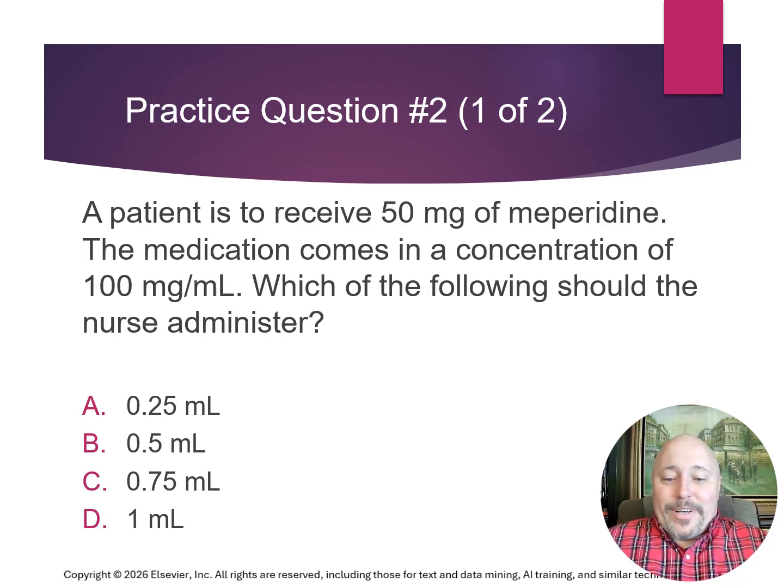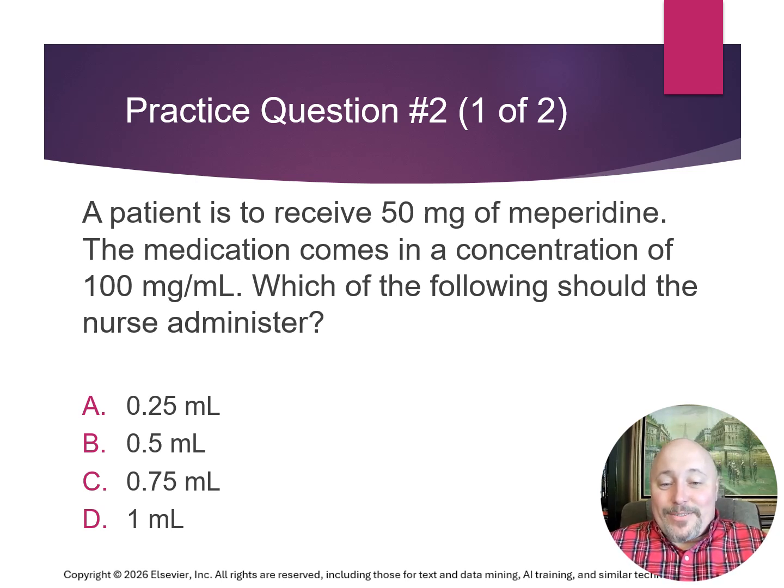For our next question, this is a desired over have, and this is more of what we're going to be seeing on exam one. The patient is to receive 50 milligrams of meperidine. The medication comes in a concentration of 100 milligrams in 1 milliliter. Which of the following should the nurse administer? A, 0.25 milliliters; B, 0.5 milliliters; C, 0.75 milliliters; or D, 1 milliliter. I'll give you a second on that one before we go over it.